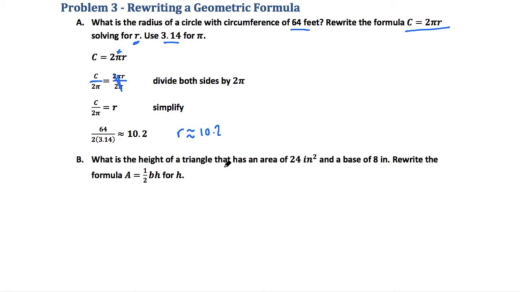What is the height of a triangle that has an area of 24 inches squared and a base of 8 inches? So here's the area formula for a triangle. Area equals 1/2 base times height. We're going to rewrite that for h. So here's our equation.